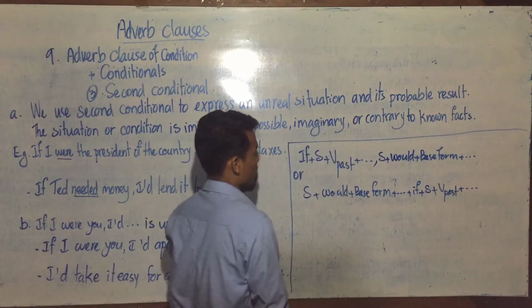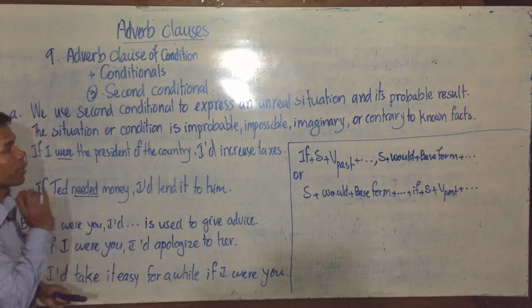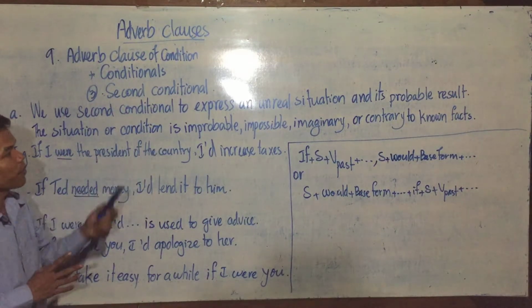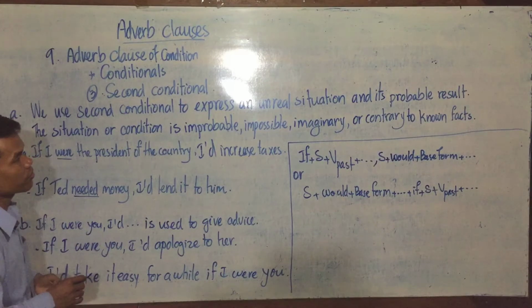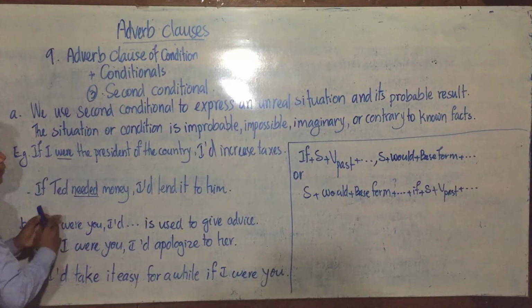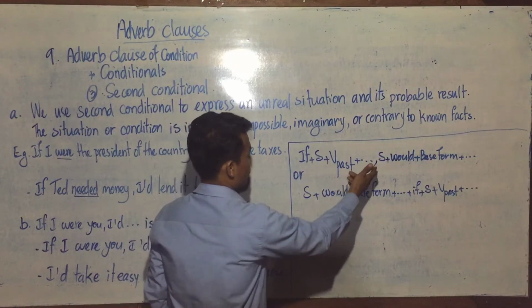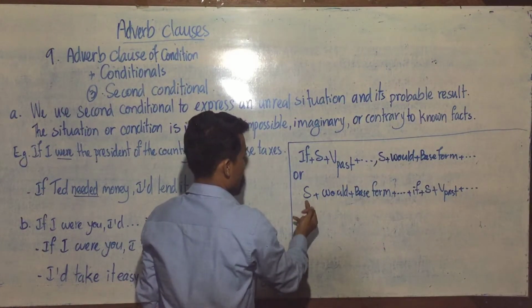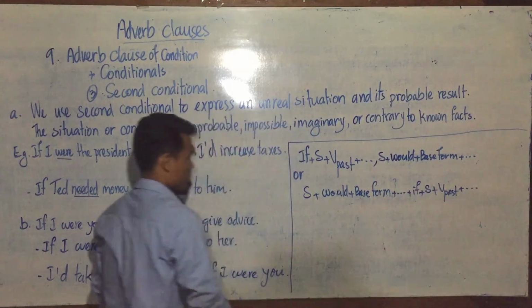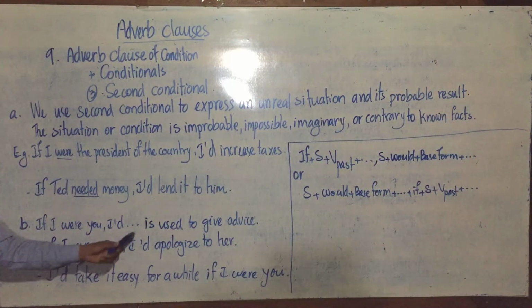So this is the form of second conditional. Again, we use second conditional to express an unreal situation and its probable result. The situation or condition is improbable, impossible, imaginary, or contrary to known facts. According to the example, we can write a formula like this: if subject verb past, subject would base form, or subject would base form, if in the middle without comma, subject verb past. And we also have the form in order to give advice: if I were you, I.